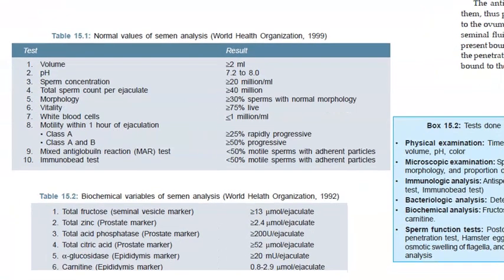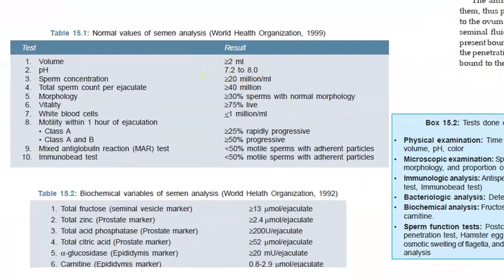So you should check the volume. Volume should be greater than 2 ml normally. Are you able to understand where we are here? Volume should be greater than 2 ml. pH should be around 7.2 to 8. That means slightly alkaline, right? Slightly alkaline.